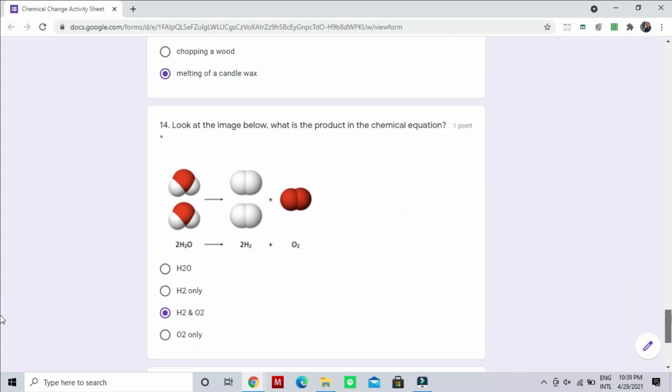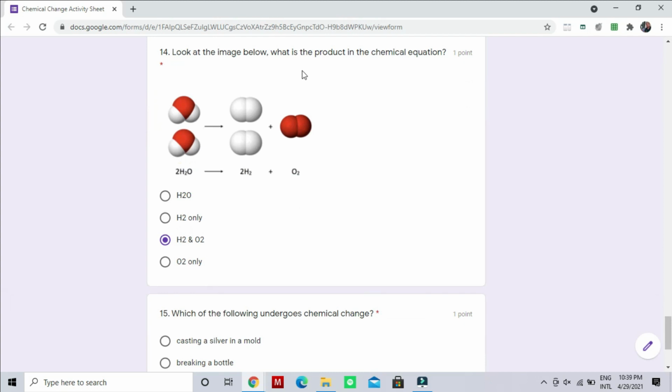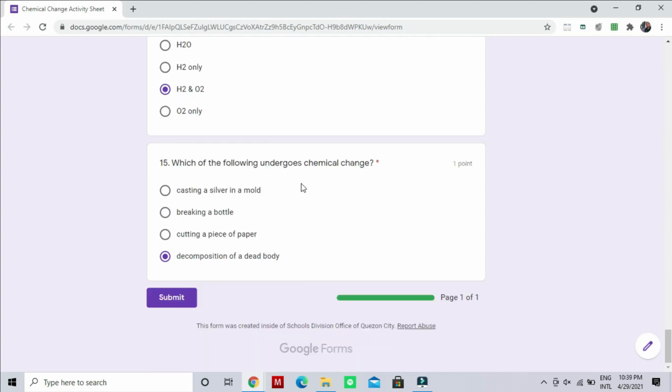Question number 14. Look at the image below. What is the product in the chemical equation? The correct answer is H2NO2. Question number 15. Which of the following undergoes chemical change? The correct answer is decomposition of a dead body.